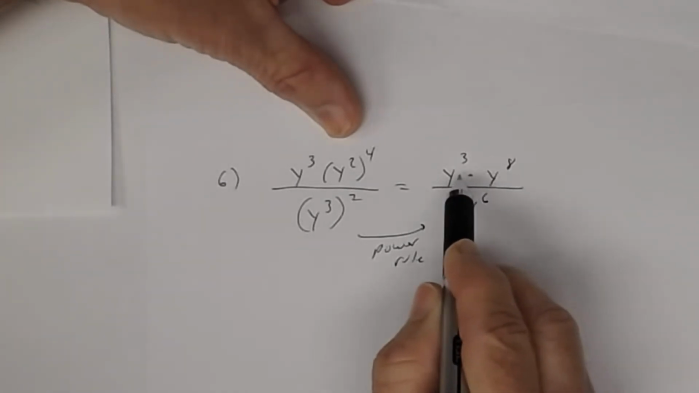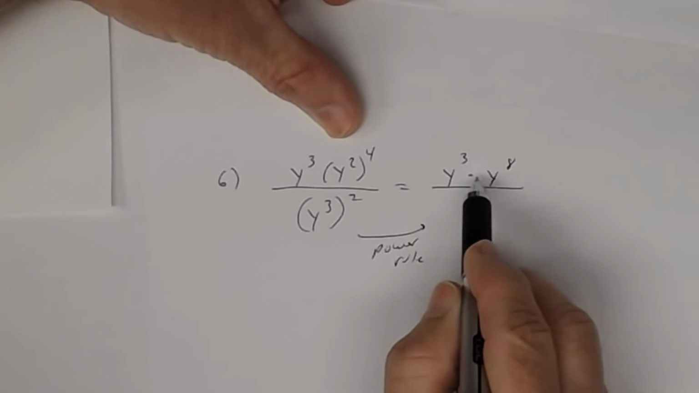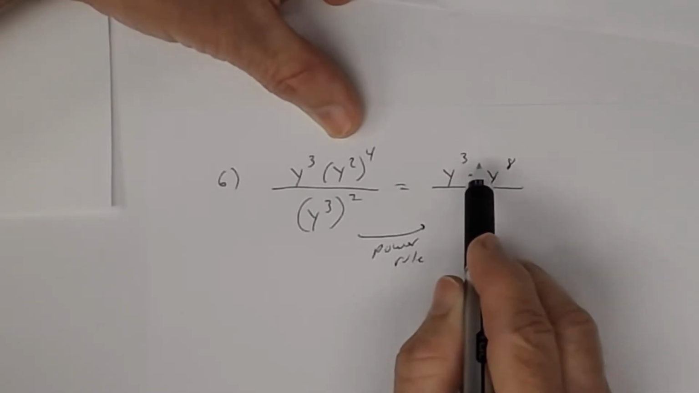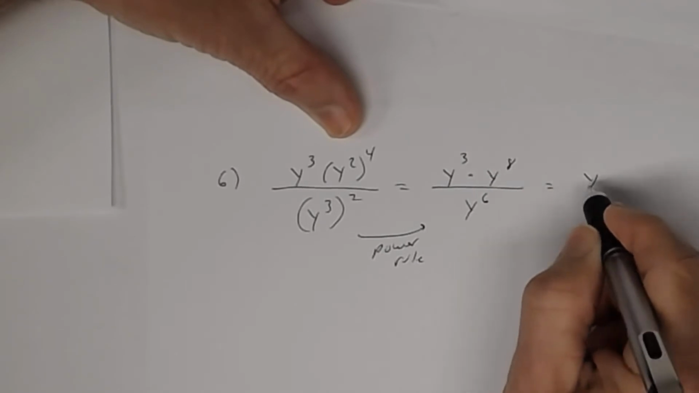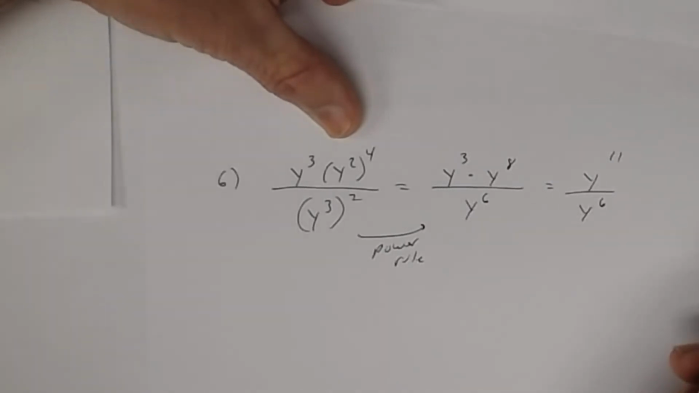Okay, now I can multiply like bases. So I can use the product rule for exponents here. The product rule for exponents says that when you multiply like bases, you add exponents. So it'll become y to the 3 plus 8, which is 11, divided by y to the 6.